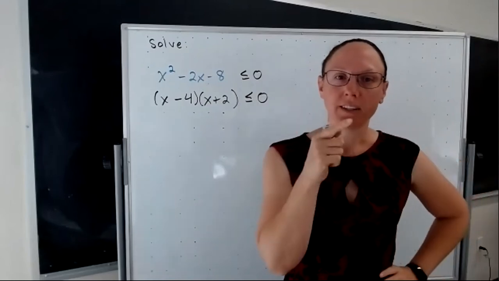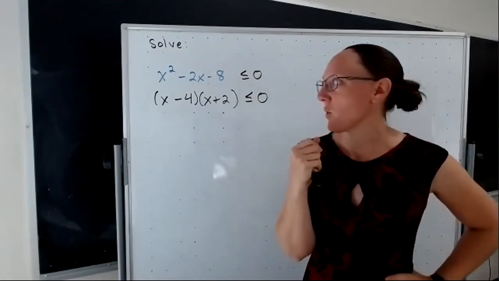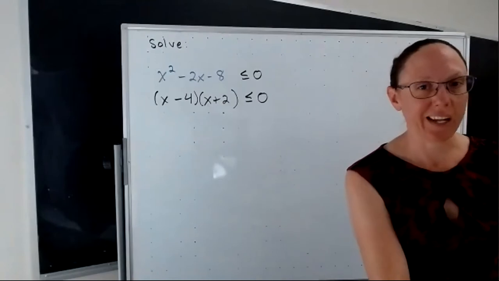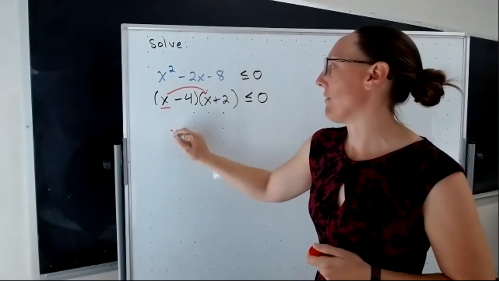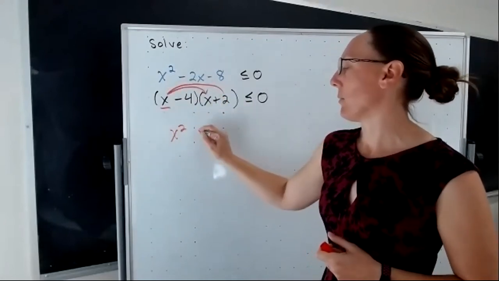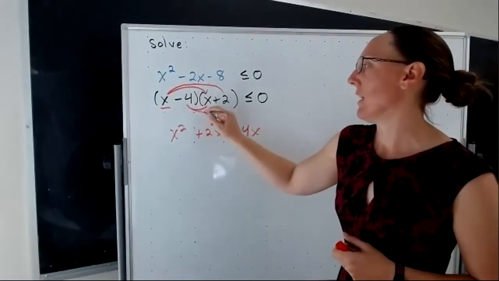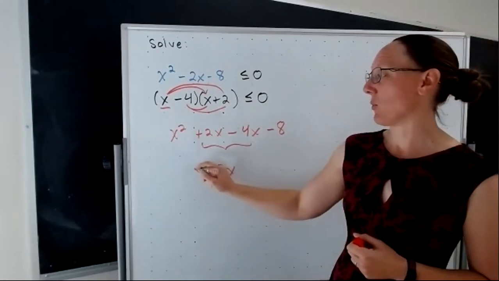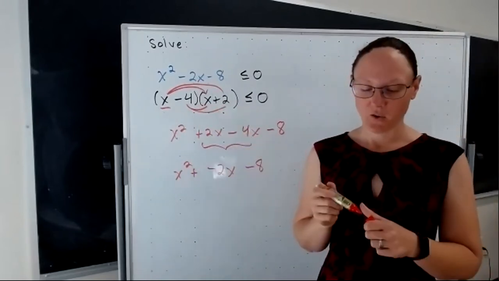Oh, I got a hand already. Yes, did I make a mistake? I think it's plus 4 and then minus 2. So let's check it out. The way that we can check our work is to multiply this back out. If I take my x and distribute it in, I'm going to have x squared and plus 2x, and I'll have minus 4x and minus 8. When I combine these in the middle, I'm going to get the negative 2x, which is what we were hoping for. So I think we're good.